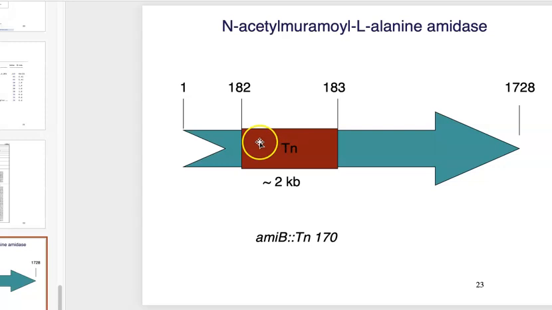Remember, these transposons can be 1,000 to 2,000 base pairs. In our case, the transposon that we're working with, TN170, is about 2 kilobases. And so that's pictured here. So these 2,000 bases stuck themselves in between base 182 and 183. Now, this is obviously not drawn to scale because this is technically longer than this, but I just put it in there like that for simplicity.